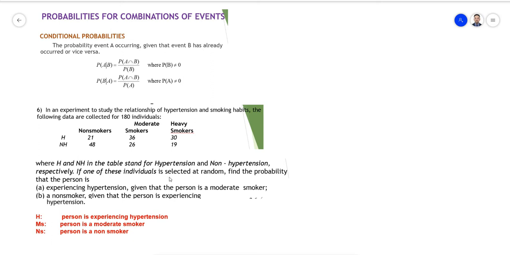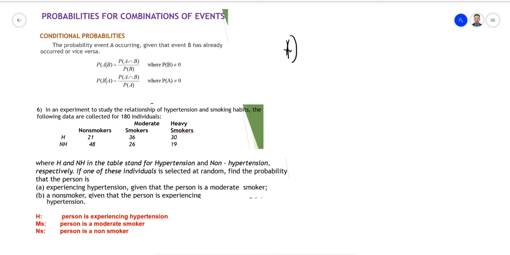If one of these individuals is selected at random, find the probability that the person is A, experiencing hypertension, given the person is a moderate smoker, and letter B, a non-smoker, given that the person is experiencing hypertension. Take note of H, which is the person experiencing hypertension, MS, person is a moderate smoker, and NS, person is a non-smoker. So we are going to start with letter A, experiencing hypertension, given that the person is a moderate smoker.